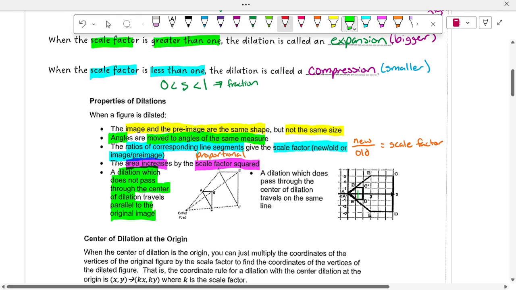Whereas if you look at this shape, the center was the origin. Since they had a point that was on the origin, it did not run parallel. It actually kind of, part of it still is contained within the original shape. And that's the next point. A dilation which does pass through the center of dilation travels on the same line. So that's why if you look here, part of this side is still on the original. It's on the same line.